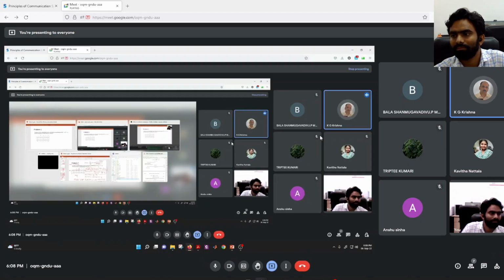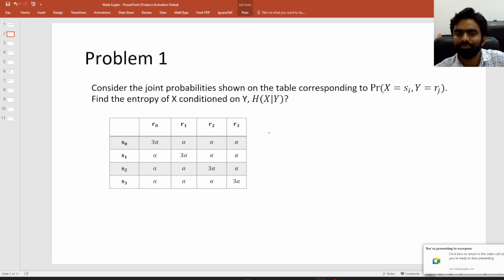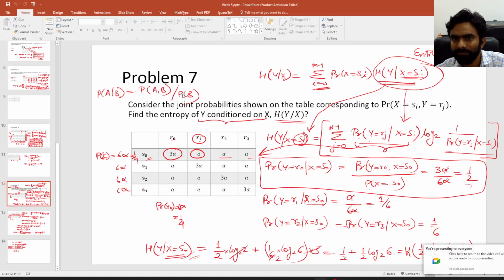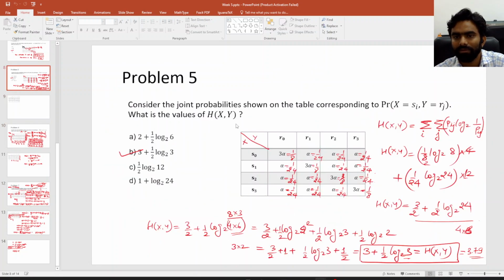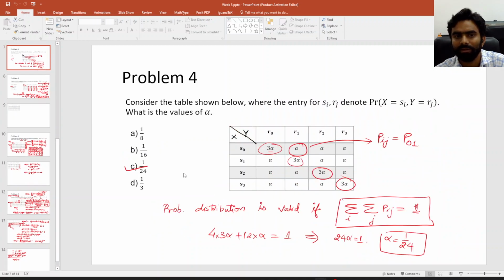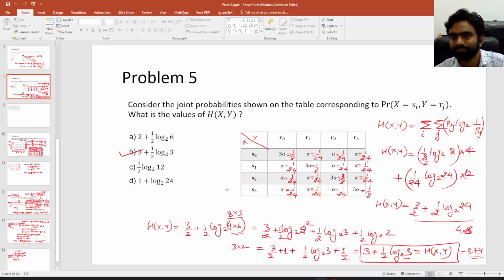Sir, what is given is a joint probability, right? Yes, sir, joint probabilities. Like in the previous week, we have already solved this question. I will show you in week 5, problem number 7. You remember that we solved Y given X using this formula, and these things we calculated in problem number 5. H of XY we have calculated, and the value of alpha too. Alpha was 1 by 24, so directly you can put that value and solve.